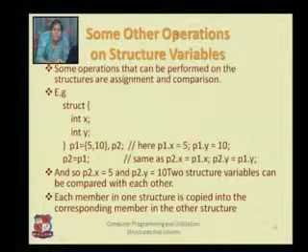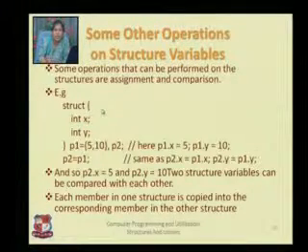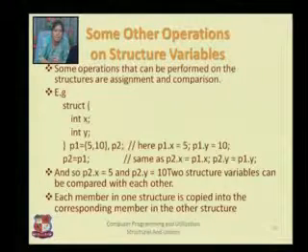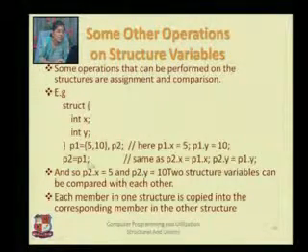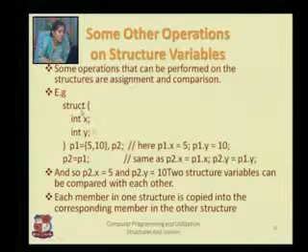Some other operations we can use on structure variables are assignment as well as comparison. So if we want to assign one instance to another instance, then I need to use the assignment operator. Let us have an example. Struct, I am not using a tag because that's not needed. So I am writing a struct with integer x, integer y. Then I am completing the scope.